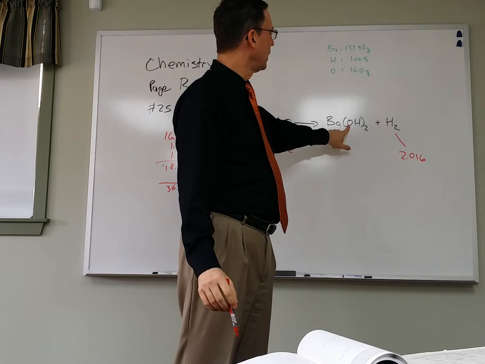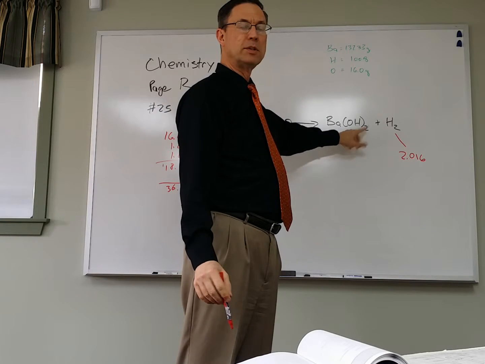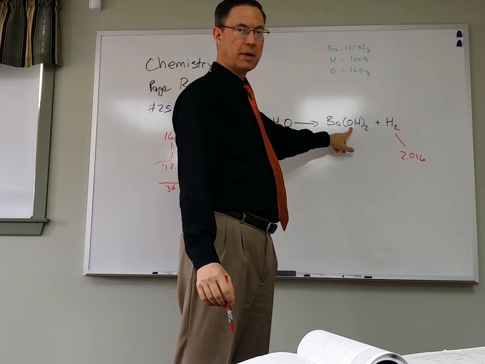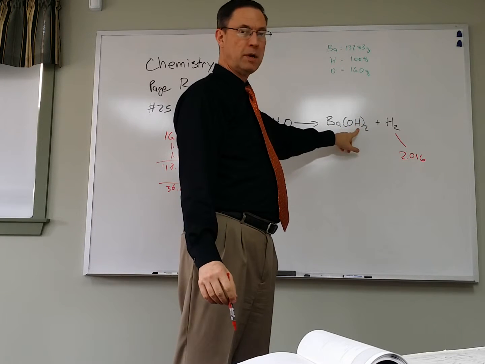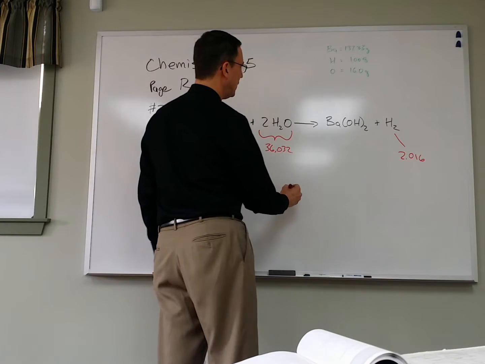Now we've got to figure out what the mass is of this molecule. And this is the most complex. I actually have two, because it's kind of like the distributive property, like you do in Algebra 1. So we're going to distribute the 2 times oxygen, 2 times hydrogen, and then add the barium. So let me do that down here.